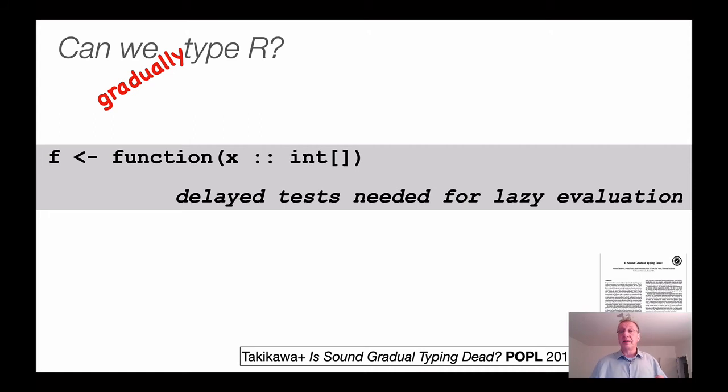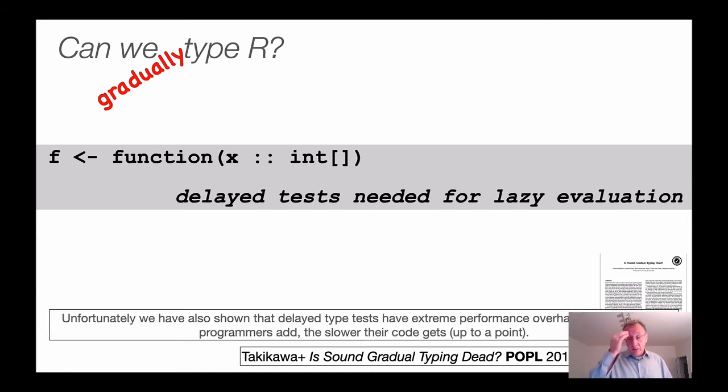The problem is that in 2016 we did an empirical evaluation that showed that these delayed type checks have the unfortunate property that, generally speaking, the more you add types, the slower your programs go. And in the cases we measured, we could get over 1,000 times slower programs. So this is not acceptable for a language like R, which is already slow to start with. All right, so that doesn't work.